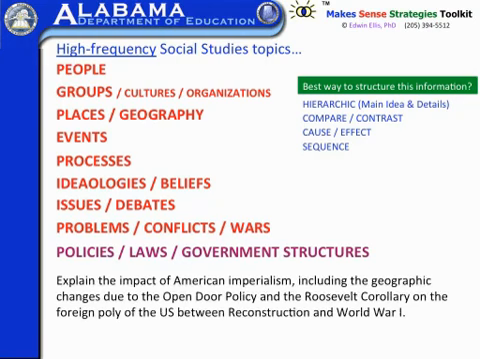Explain the impact of American imperialism. Now, right away, you know that this is going to be a cause and effect type of thing. But in addition to knowing the impact, you have to know what the open door policy was in the Roosevelt-Collari and so forth. And so some of these might be hierarchical information in terms of just explaining the various dimensions of the open door policy, and then followed by cause and effect in terms of what was the impact of that policy on things.